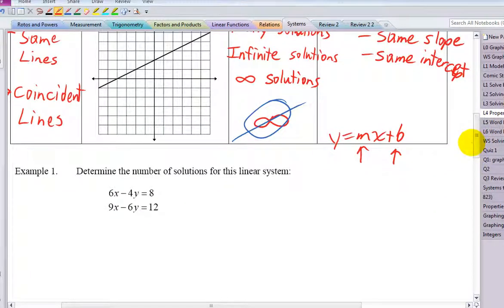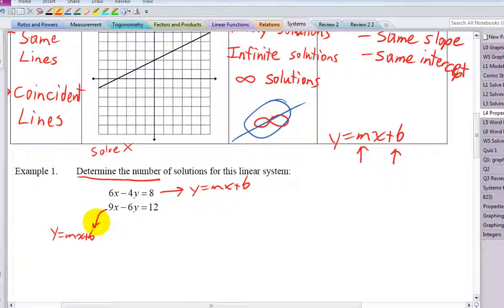And so that's exactly what we're going to do here. It doesn't say to solve. No, it doesn't say that. It says to determine the number of solutions. So let's take this one and turn it into y equals mx plus b, and then we'll take this one and work down and turn it into y equals mx plus b.